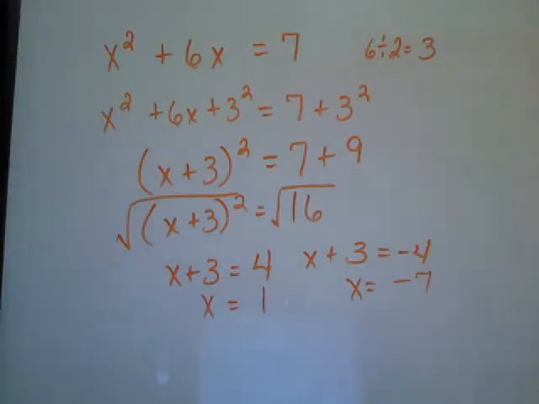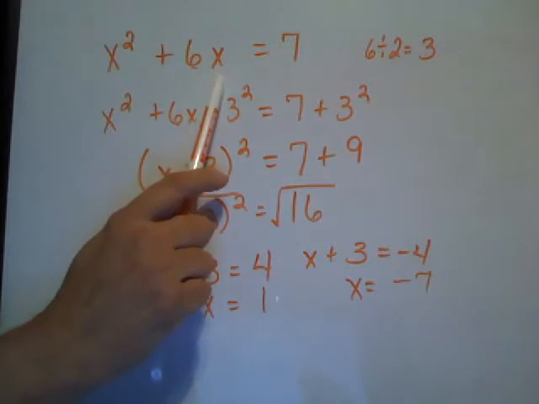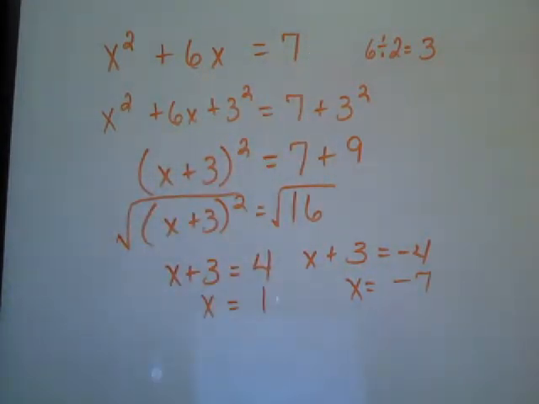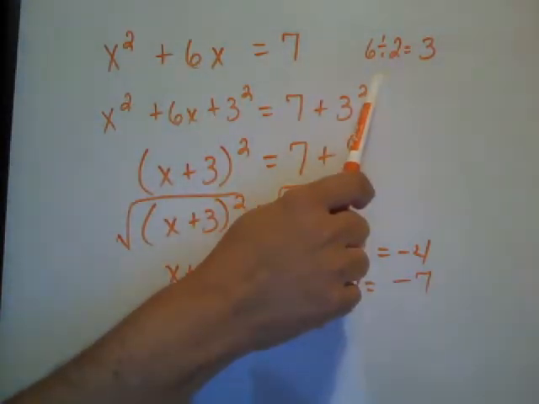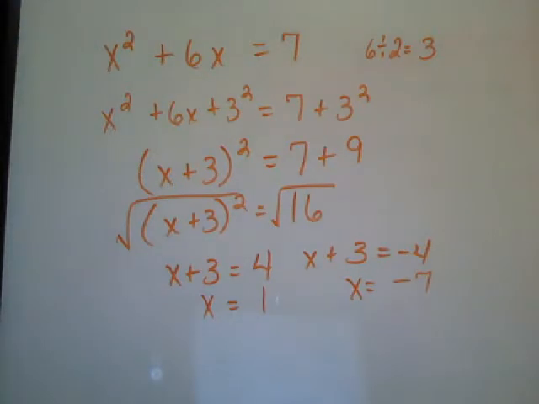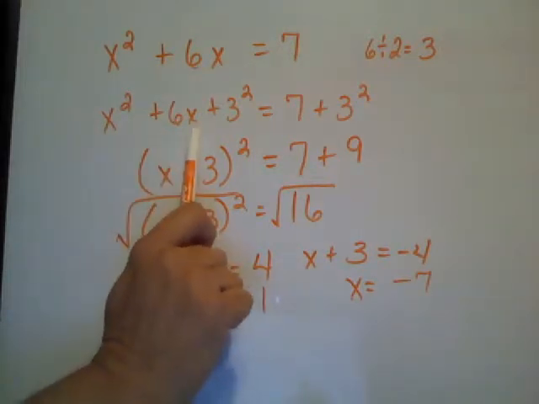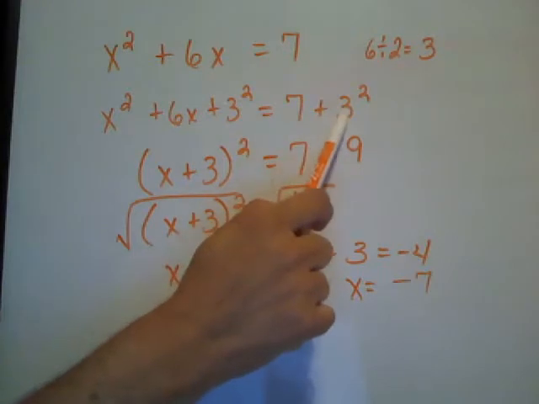This is page 25, completing the square, number 13. Now the problem is x squared plus 6x equals 7. The first thing that we need to do is to divide the 6 by 2, and we're going to get 3. We're going to use 3 squared to complete the square. x squared plus 6x plus 3 squared equals 7 plus 3 squared.